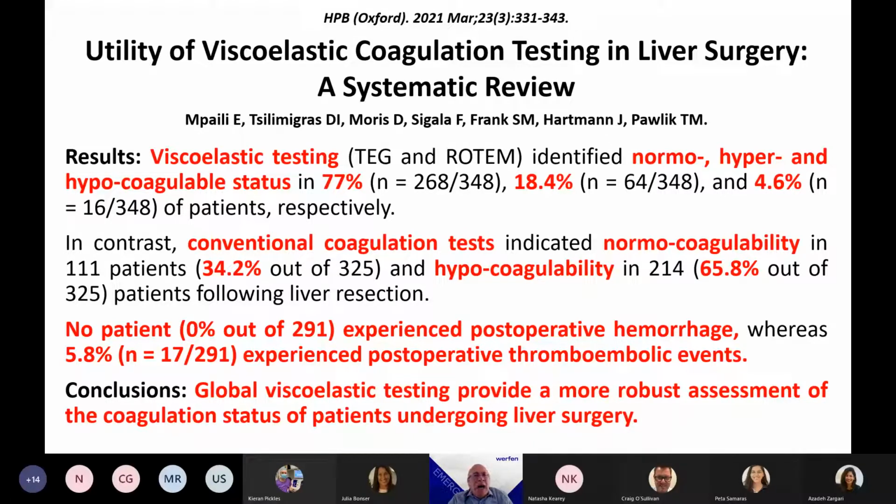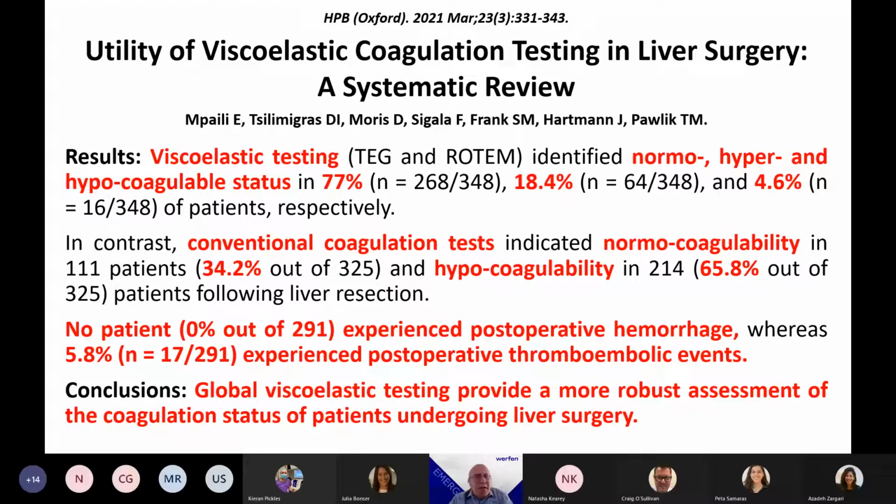18% even showed a hypercoagulopathy, so too high clot strength, and about 4.6% a hypocoagulopathy. If you look from the same blood sample at the results from conventional coagulation tests, they are only normal in 1/3 of the patient population, and 2/3 shows a hypocoagulability, usually prolonged clotting times or reduced platelet number, and none of the patients showed a hypercoagulopathy.